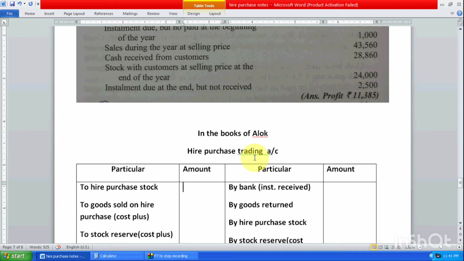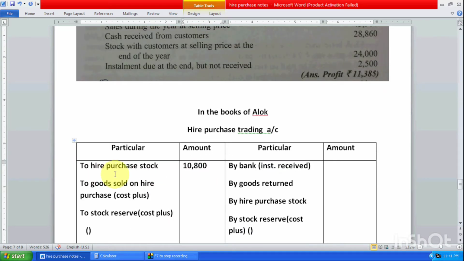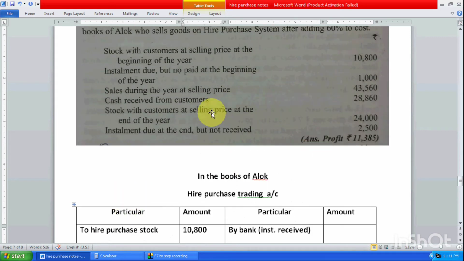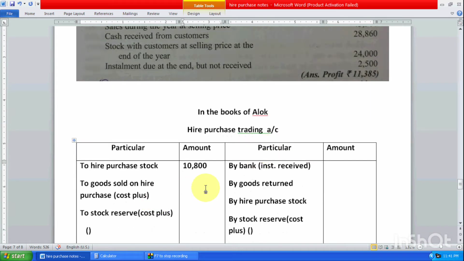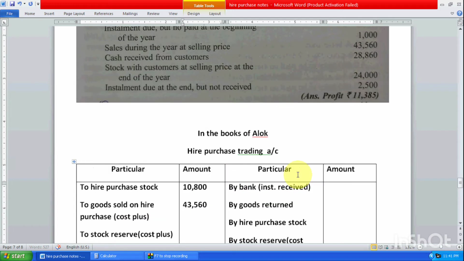So hire purchase stock, how much opening? There is 10,800 hire purchase opening stock. Debit is the expenses, credit is the income. So goods sold on hire purchase, cost plus goods: here you can see 43,560. This is goods sold on hire purchase, where cost plus is added. Now cash received.